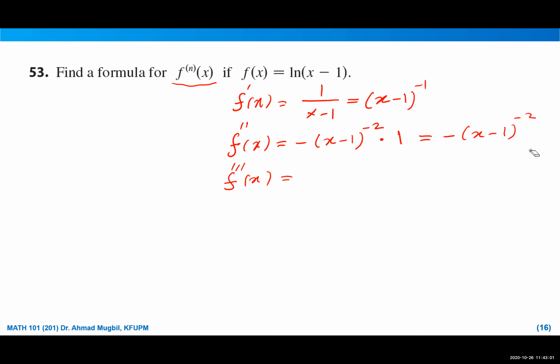It will be what? Negative times negative 2. So it will be 2 times x minus 1 to the power negative 3. Is that right? Are you now sure about your pattern, or do you need to find the fourth derivative? Find the fourth derivative. The fourth derivative will be negative 2 times 3 times x minus 1 all to the power negative 4.